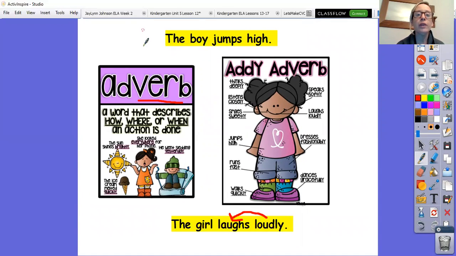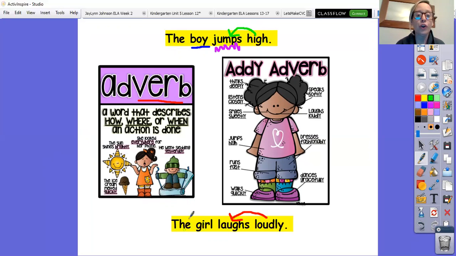Okay? So looking at the sentence up here, the boy jumps high. The noun in that sentence is what? Remember, a noun is a person, place, or thing. The noun is boy. What's the boy doing? That's right, he's jumping, okay? So I'll put a little squiggle mark for that. He's jumping. Does it describe how he's jumping? It does, and that's where your adverb comes in, okay? So he's jumping high, right?